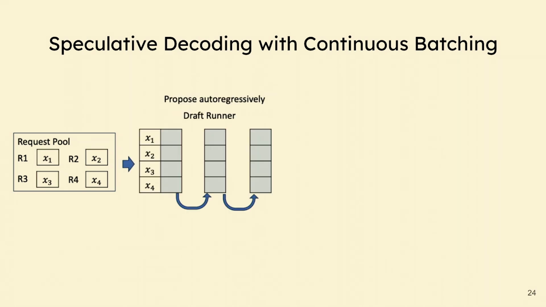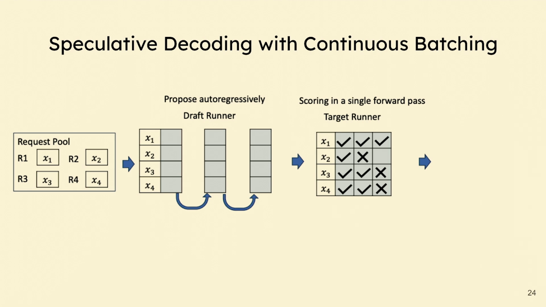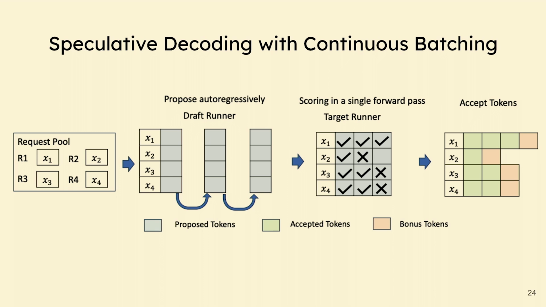Actually, it's pretty simple. We have a draft runner which can propose tokens auto-regressively. The draft runner is responsible for running the small model. Then we send the proposals to the target runner, which runs the large model for verification. The large model tells us which tokens are correct and which are incorrect. It will also generate a bonus token: it corrects the last incorrect token, or generates one extra token if all the proposed tokens are correct. In the next iteration, we resume from the bonus token.